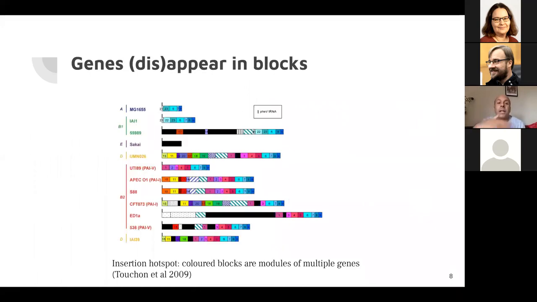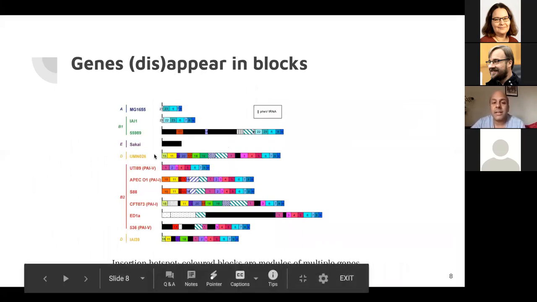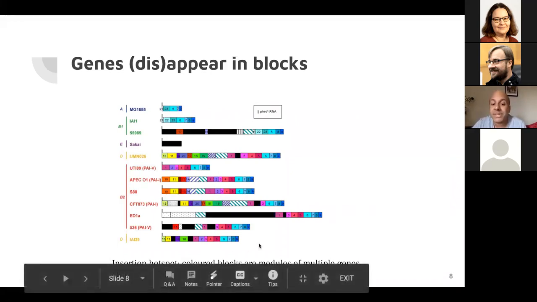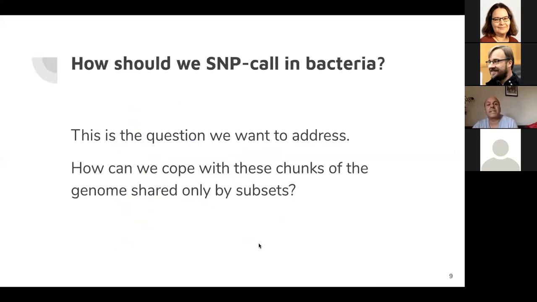Another interesting factor about these things is that genes appear and disappear in blocks. This is a plot showing a single position in multiple E. coli genomes, and these blocks are modules containing multiple genes. What you can see is that across these genomes, this is the same position, and you've got basically a random assortment, a mosaic, of these different blocks of genes.